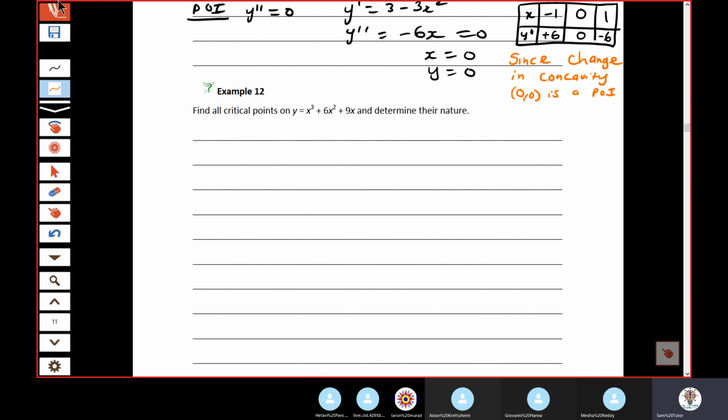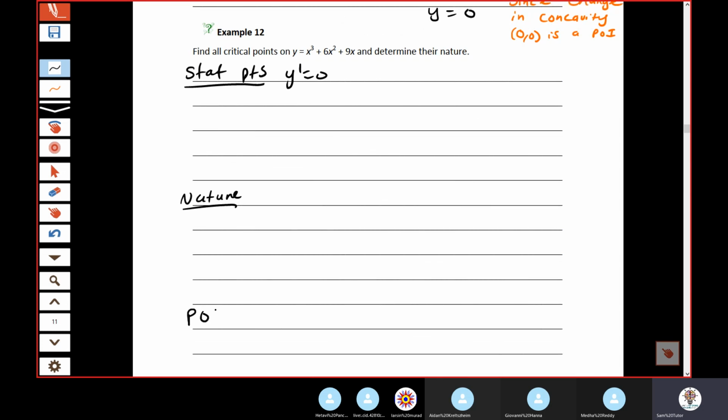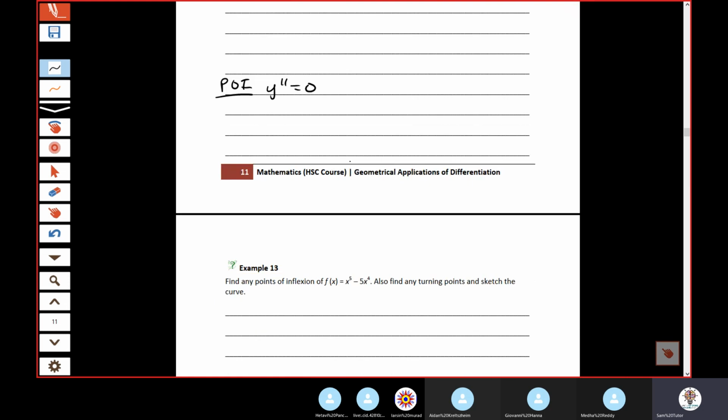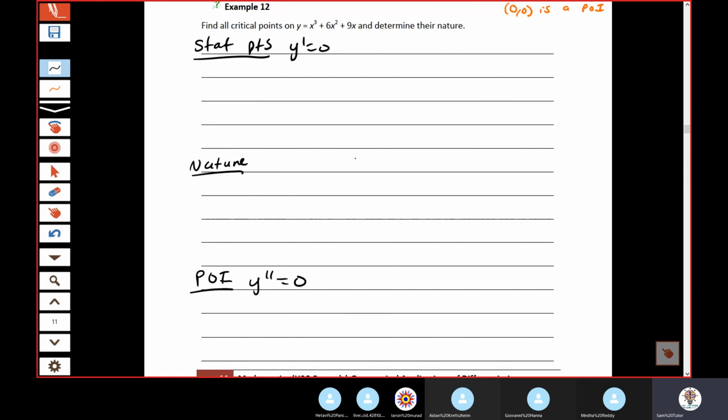Find all critical points. So start from the beginning. Start with stationary points, y dash equals 0. Go and find the nature for that. And then do the point of inflection, which is y double dash equals 0. So I'm just going to leave it with you guys again.